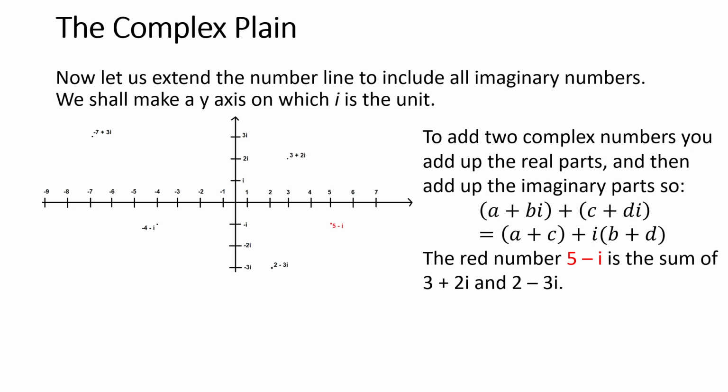And if we added these vectors 2 minus 3i and 3 plus 2i using the triangle method of adding vectors, the result would be the place where 5 minus i is.